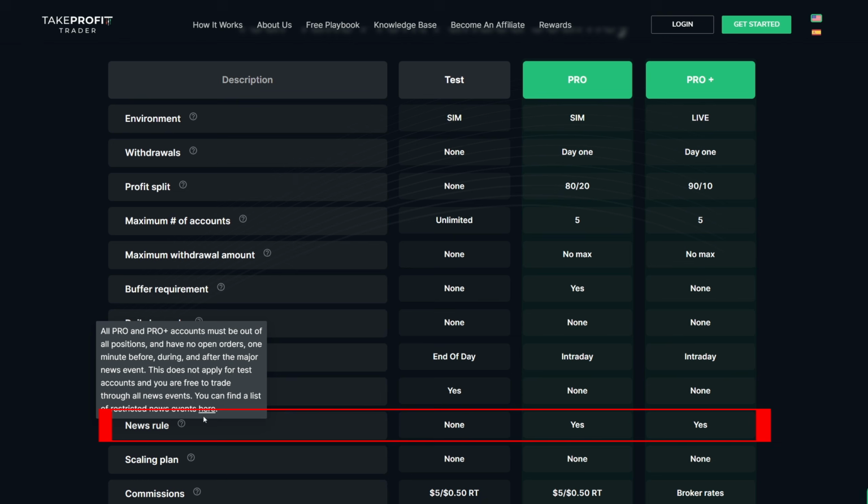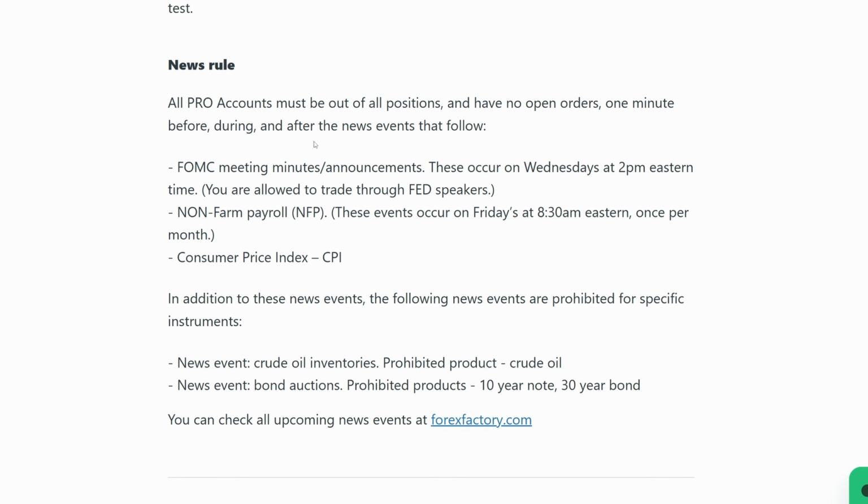So let's go ahead and click on that right here. We're going to click where it says here. And if you look at the news rules, all Pro accounts must be out of all positions and have no open orders 1 minute before, during, and after news events that follow.